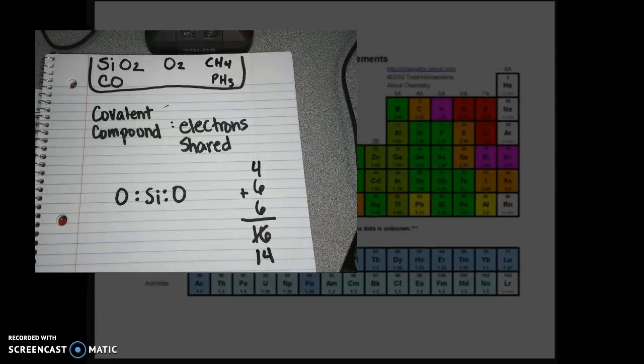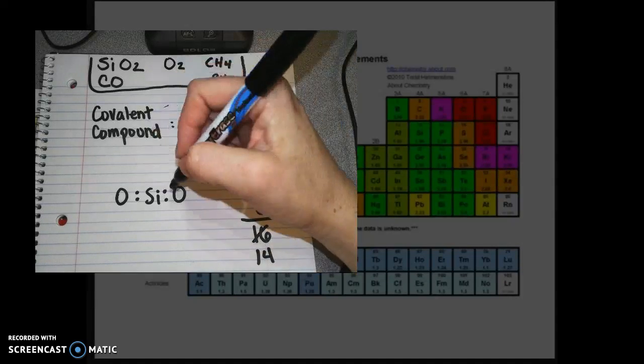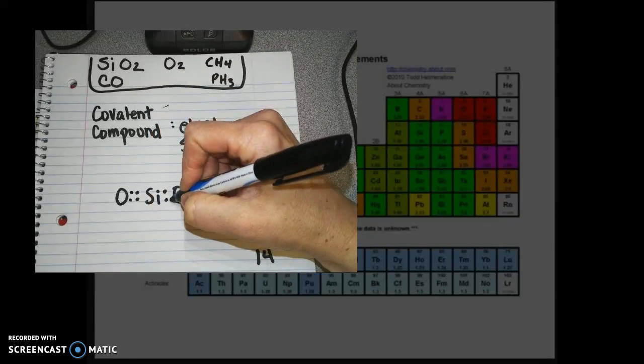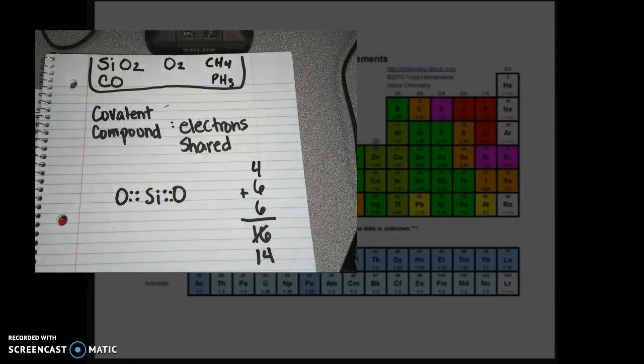And if you notice that silicon now has 4 electrons around it, so it really only needs 4 more. Okay, if I add 4 more to silicon, maybe it would work best if I put them between the silicon and the oxygen again. Now silicon has 8 and each oxygen has 4. That means each oxygen just needs 4 more.